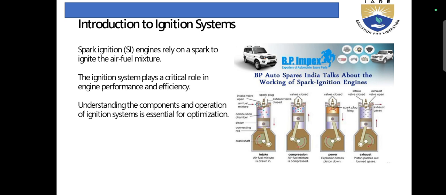Now let's talk about the working of spark ignition engines. The parts include the spark plug, valves, combustion chamber, piston, and connecting rod. Intake with the valve closed, compression, then power stroke with spark plug firing, and the valve opens for the exhaust gases.